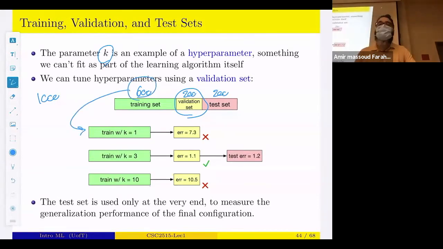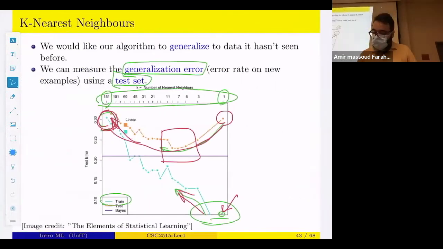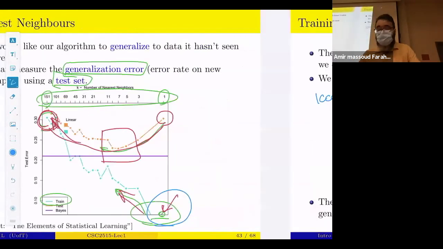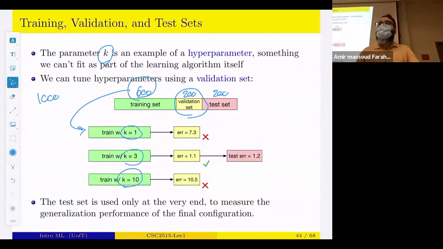So for example, if it's K nearest neighbors, you set K equal to one, and then you try different parameters, K equal to three, 10, whatever range you want to try. And then of course you get the error on the training set, but that is not really meaningful, because in this case, like K equal to one, the training error is always zero. But we can use the validation set to measure the performance of this algorithm for different choices of hyperparameters.